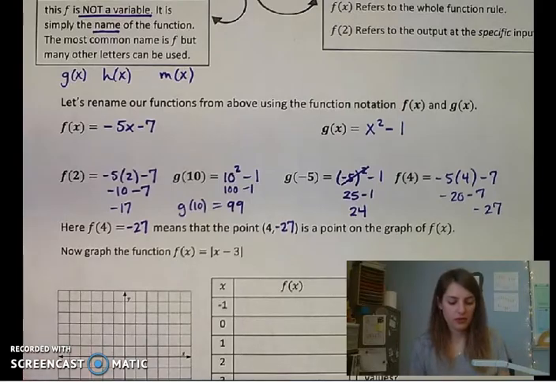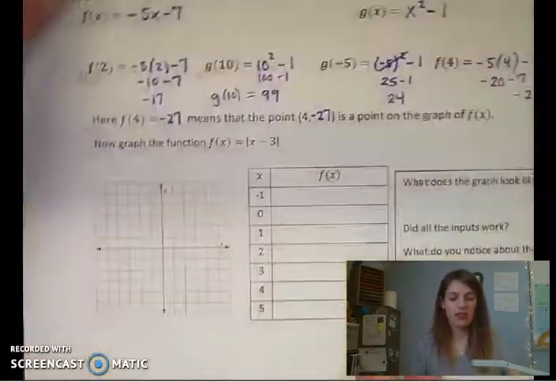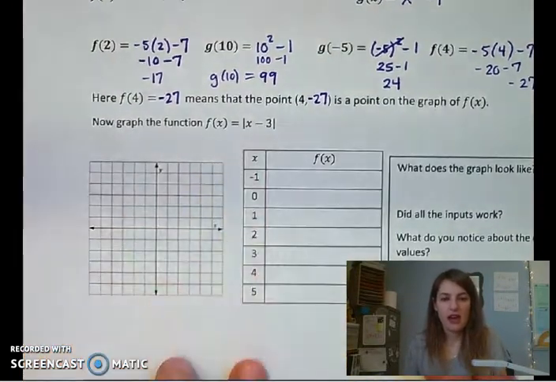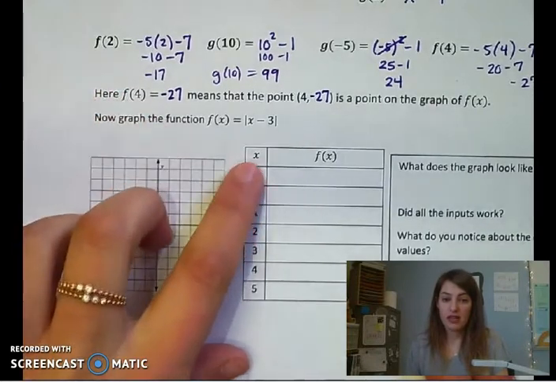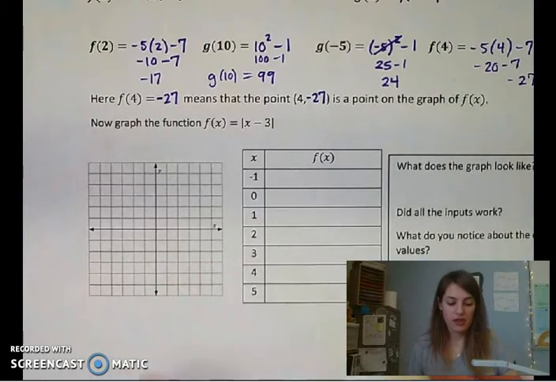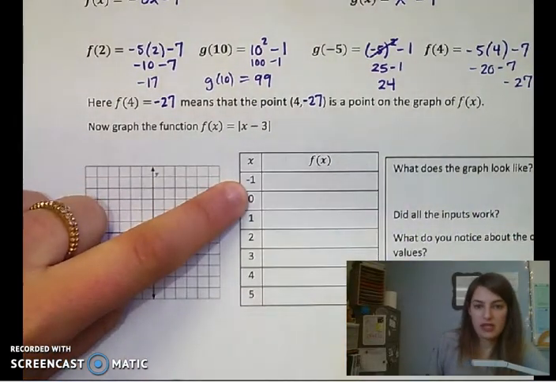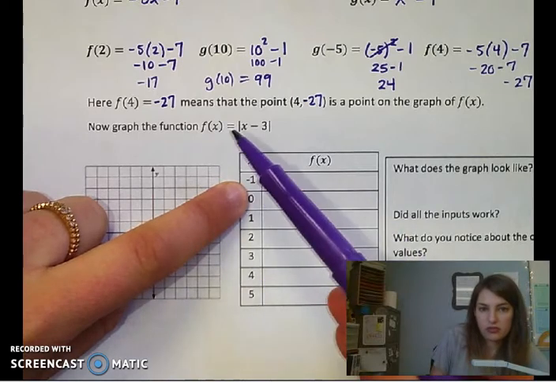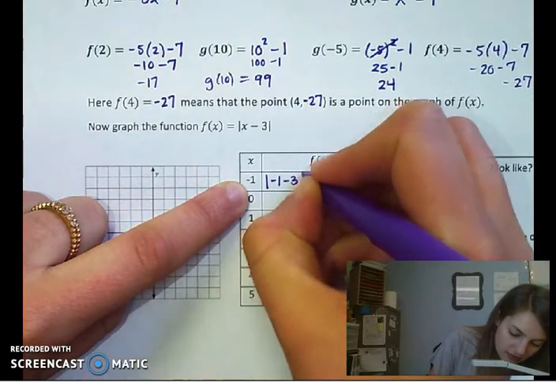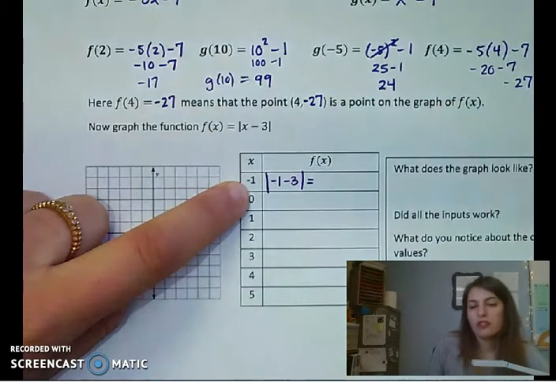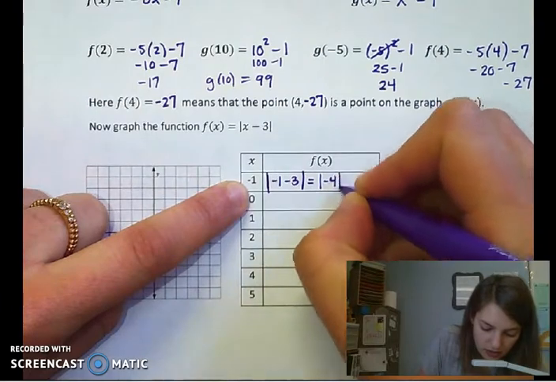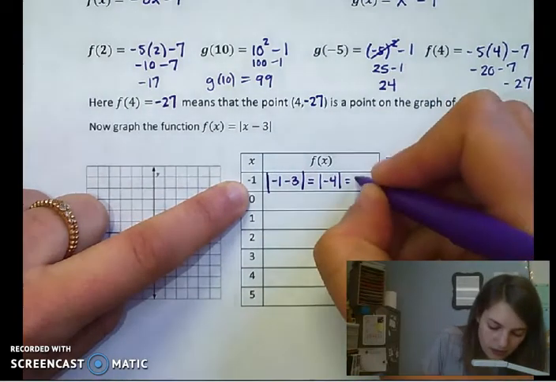All right, so now real quick we're going to make a graph of this function, which is f of x equals the absolute value of x minus 3. So we have a table which usually would be x, y, but it's x, f of x, but it works just the same way. f of x means we're going to plug these x's into the rule here. So we'd have the absolute value of negative 1 minus 3, and we do what's inside the absolute value first. So that's the absolute value of negative 4, which is a positive 4.